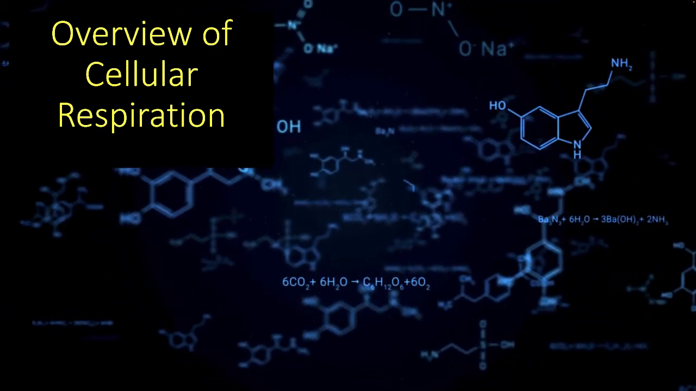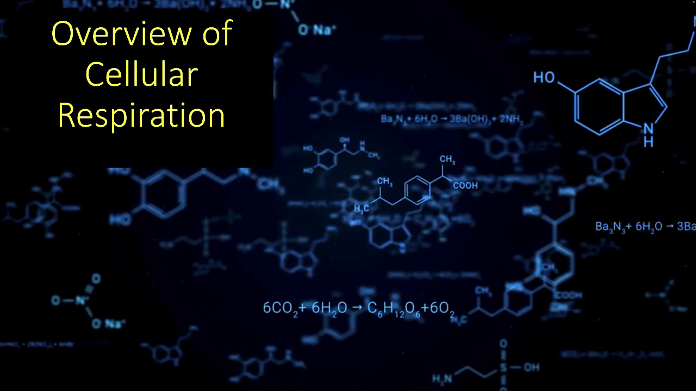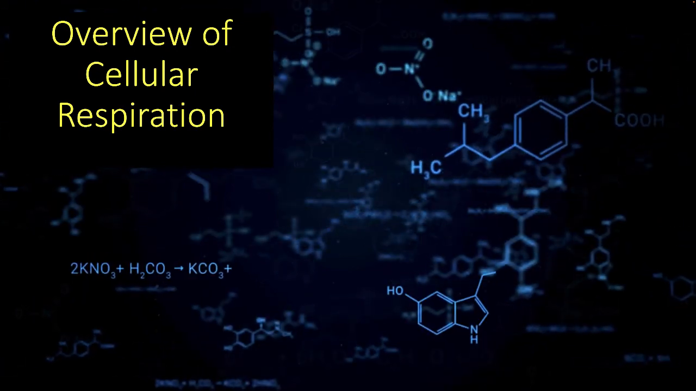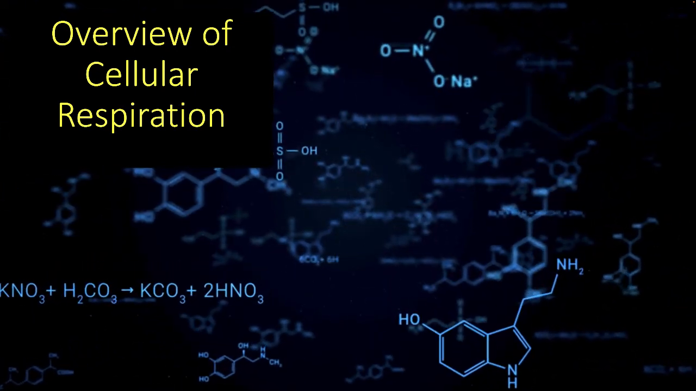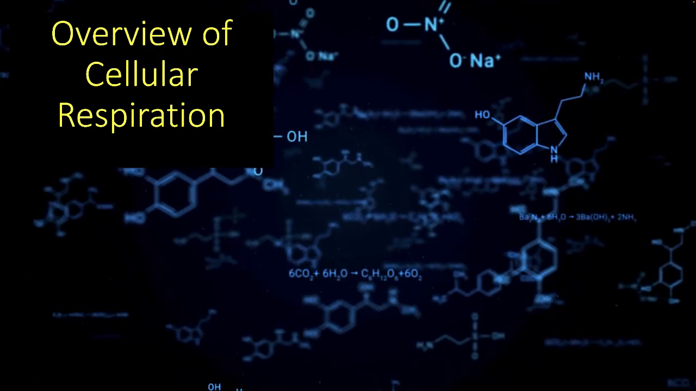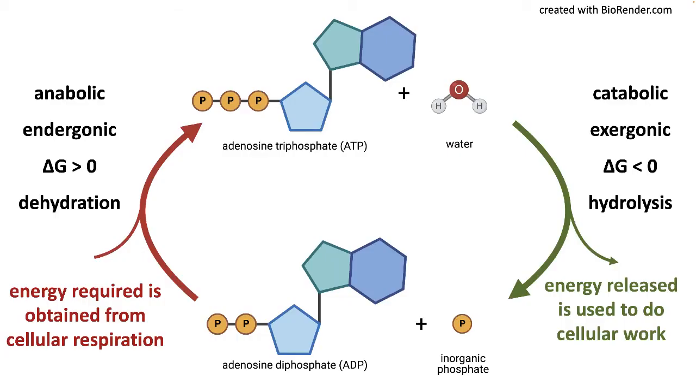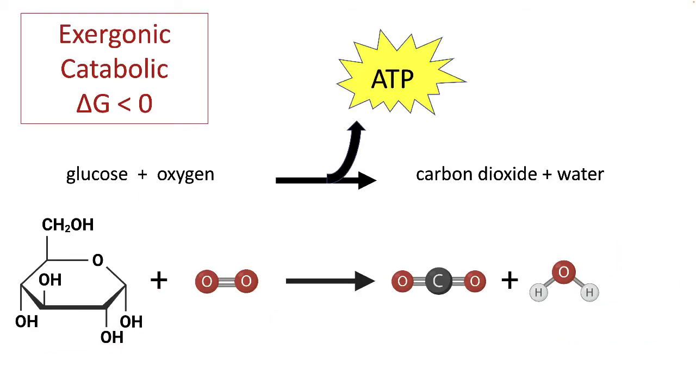In this video, we're going to provide a brief overview of cellular respiration. We can get into the nitty-gritty details later, but for now, we want to give you the big picture. We've already discussed the ATP cycle and the fact that cellular respiration is an exergonic process that provides energy that is used to regenerate adenosine triphosphate from adenosine diphosphate and an inorganic phosphate group. We'll mostly be discussing aerobic respiration, which is a type of cellular respiration that requires oxygen.